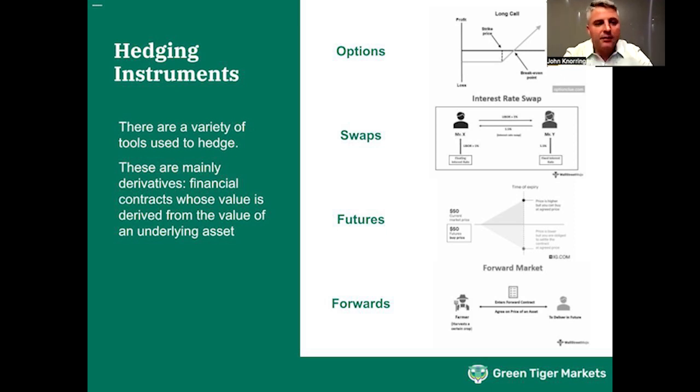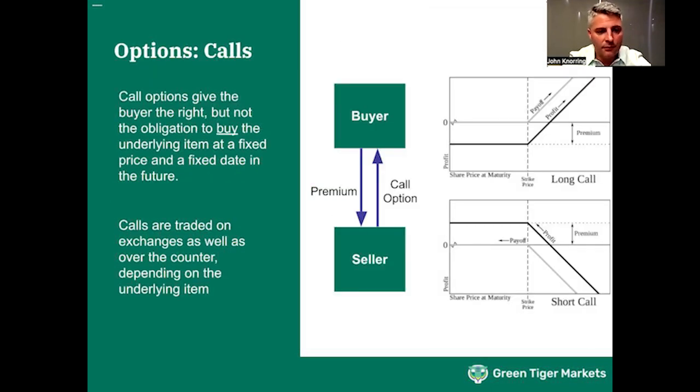Moving on, let's discuss some of the financial instruments commonly used in hedging. These are mainly derivatives, but that shouldn't scare you. Very simply, derivatives or derivative contracts are financial contracts whose value is derived from the value of an underlying asset. The most common derivatives are options, swaps, futures, and forwards. Options give the buyer the right, but not the obligation, to buy, in the case of a call option, or sell, in the case of a put option, an asset at a predetermined price within a specific time frame.